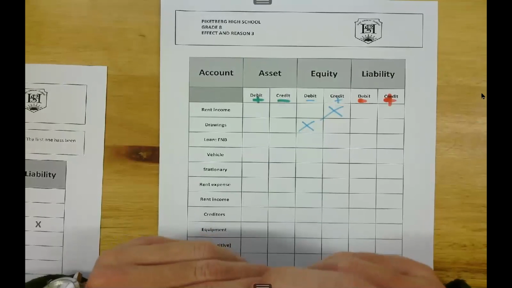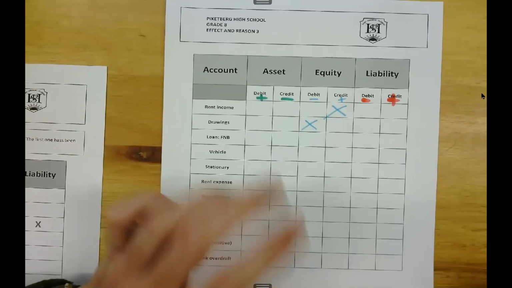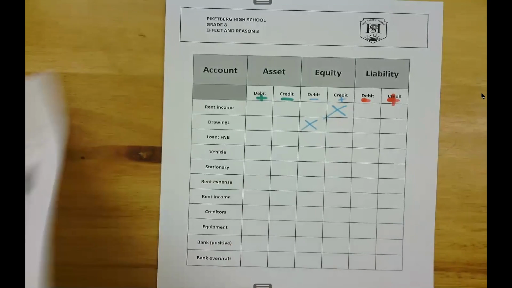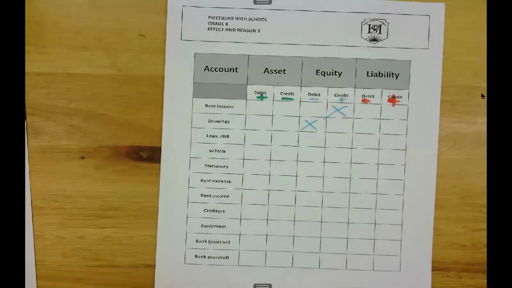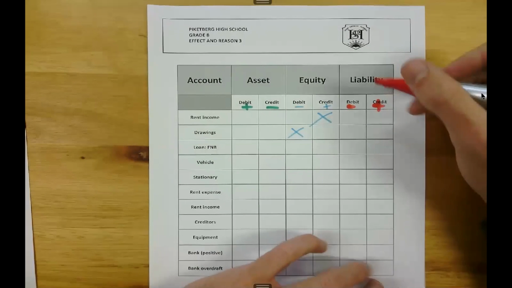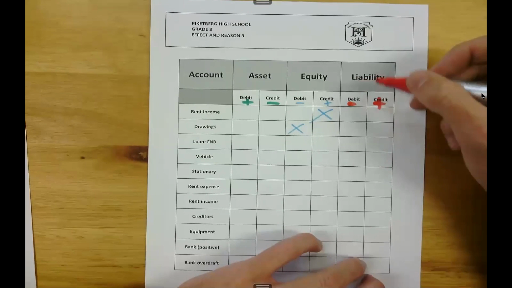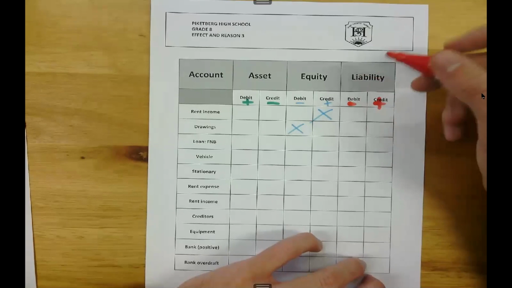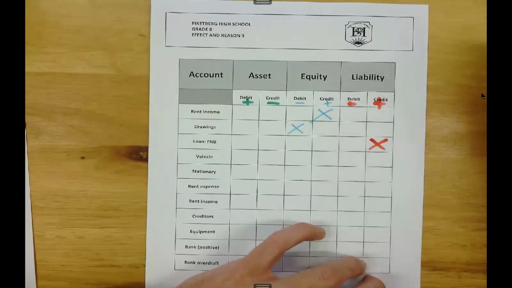All right. The next one is a loan. And loan, as we saw here, is a liability. Now, in the liabilities column, would it be debit or credit? A loan increases your liabilities. It increases the bad stuff in your business. So it's going to increase, because there's a plus, so you increase it there.